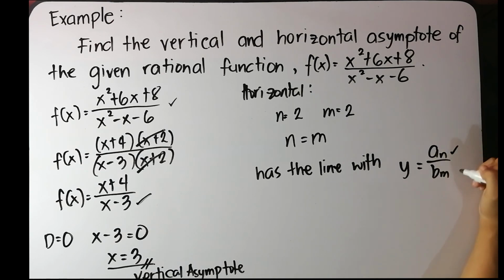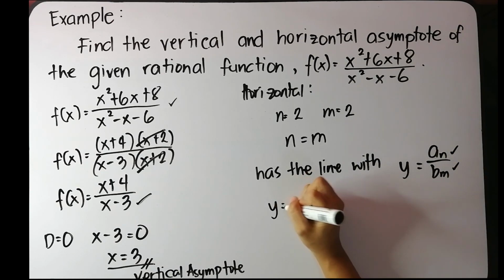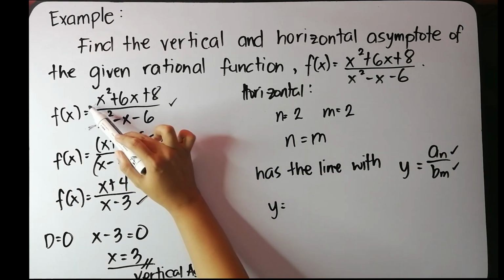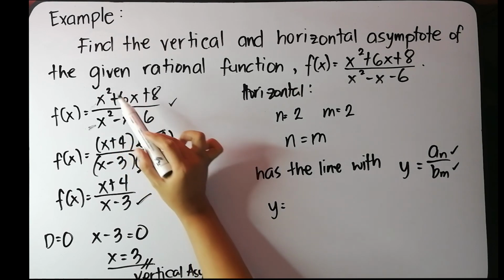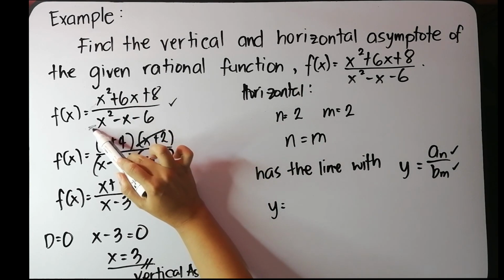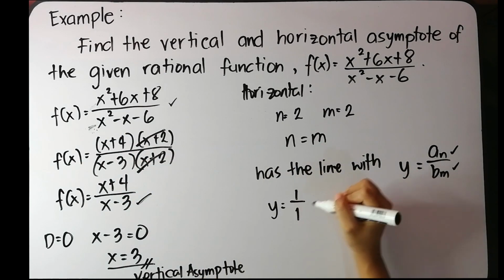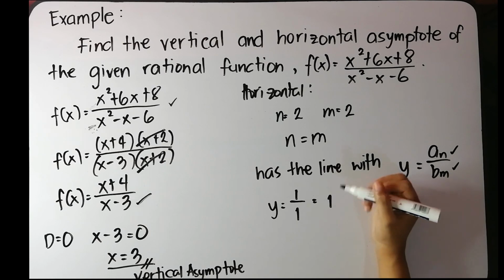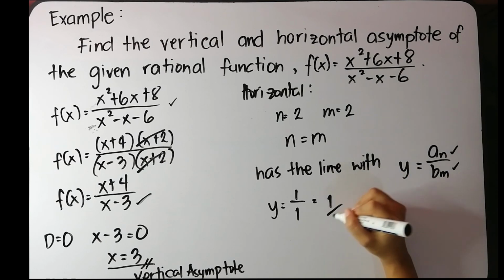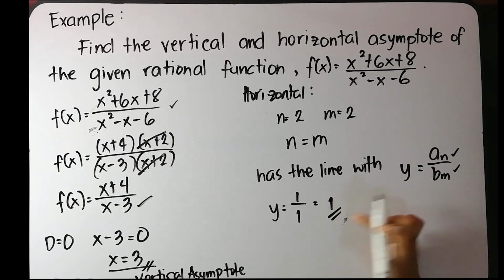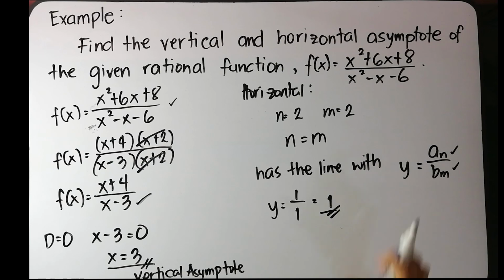So what are this a sub n and b sub m? Let's just substitute the value of the coefficient beside your highest degree. We have 1 here beside the x squared in the numerator, and also 1 beside the x squared of our denominator. So we have 1 over 1. So our y, or horizontal asymptote, is equal to 1. So that's it for our vertical and horizontal asymptote.